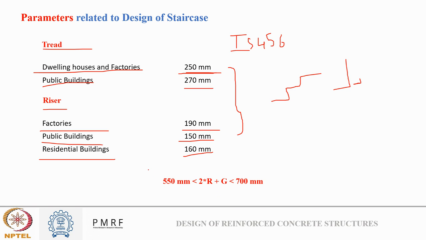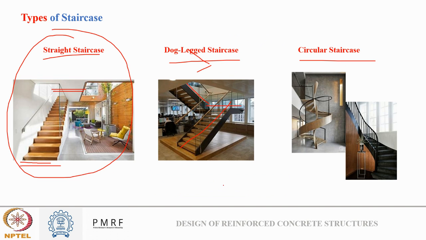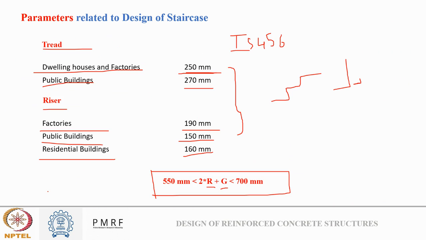And if you are not able to choose tread or riser specifically, you always need to go with this formula: 2R + G should be less than 700 and greater than 550. My R is the riser and my G is the going. We saw here going, like, if this is my step, this part is my going. Whatever value you choose for tread and riser, it should satisfy this equation. Then only we'll say that your design is convenient for use. So these are the criteria for tread and riser.